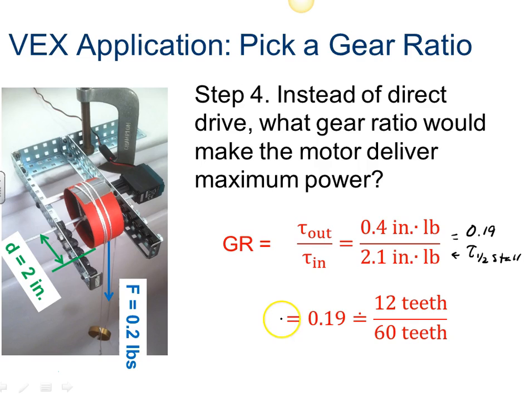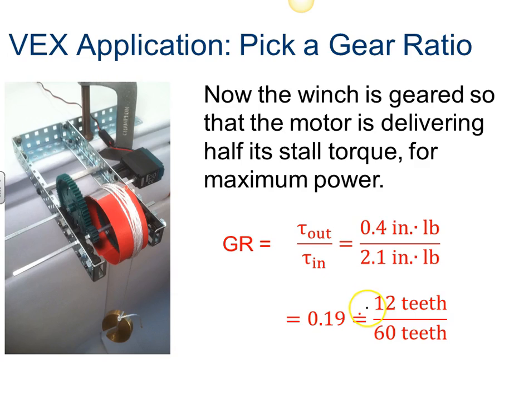So to get that gear ratio of 0.19, we can use a 12-tooth over 60-tooth gear ratio, or gears, a 12-tooth gear to a 60-tooth gear. And so the winch is geared so that the motor is delivering half its stall torque for maximum power.